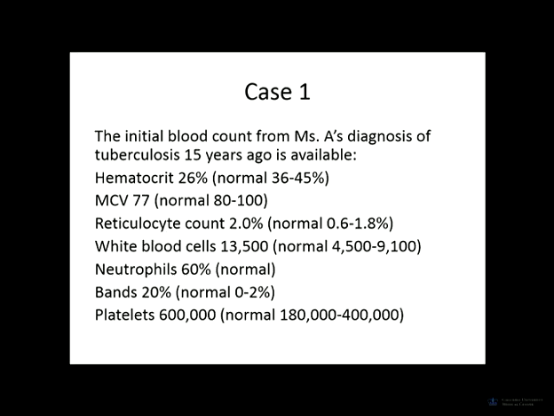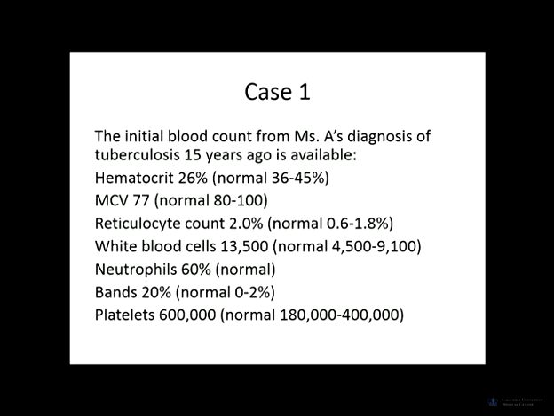What you need to appreciate is the more anemic somebody is, the higher the reticulocyte count needs to be. In this patient with a hematocrit of 26, which is probably a reduction of a third from a normal hematocrit, the reticulocyte count should be much higher than 2%. So this would constitute an insufficient response to anemia. And again, platelets, bands, and neutrophils are all things that can go up in response to an infection.